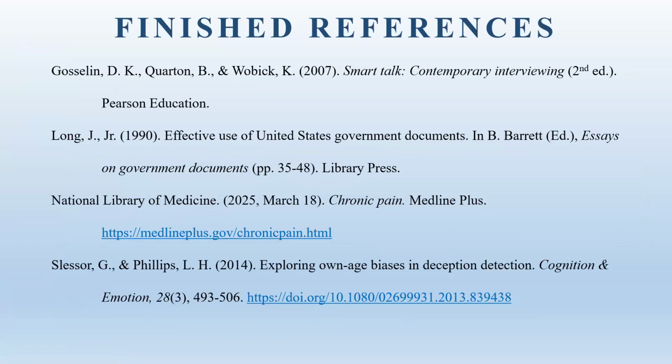Now here's how they look when they are all finished. They are properly now in alphabetical order by the author's last name, okay? They are all double-spaced. They all have a hanging indent. My two online materials have functional URLs. And there you go.